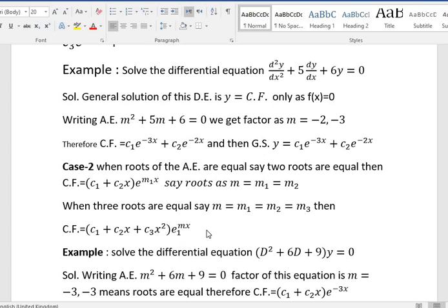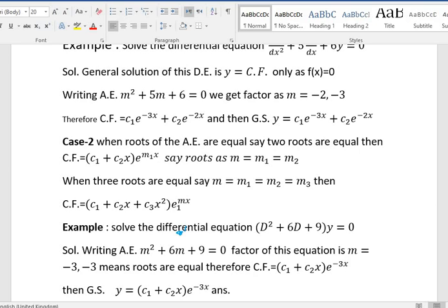Here this is e^(m1 x). What does that mean? Just I am going to tell you what that means. I am giving you one example.